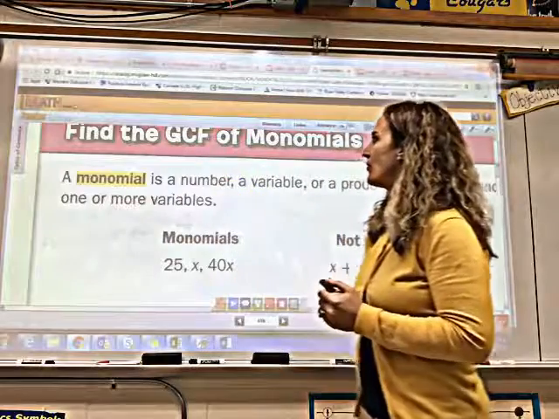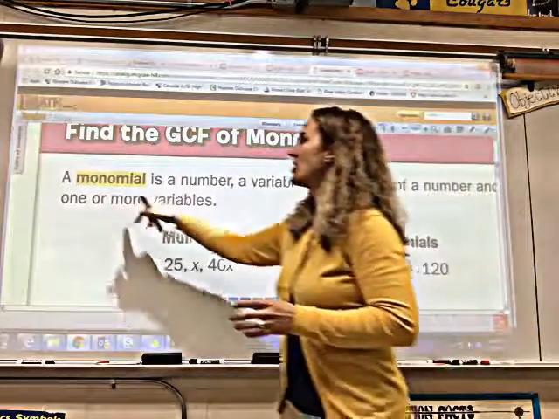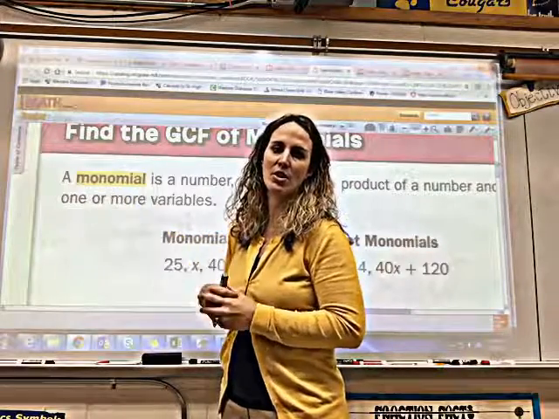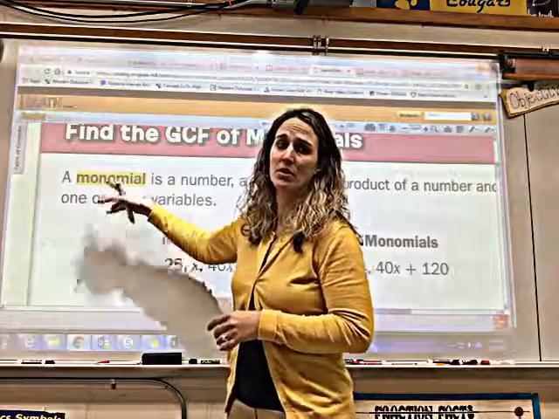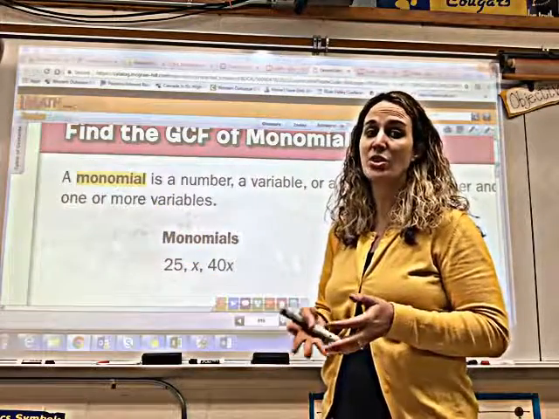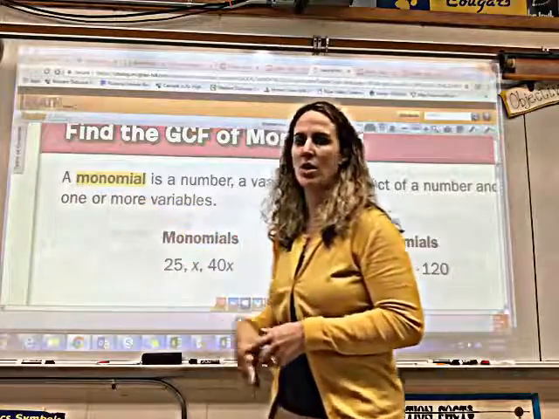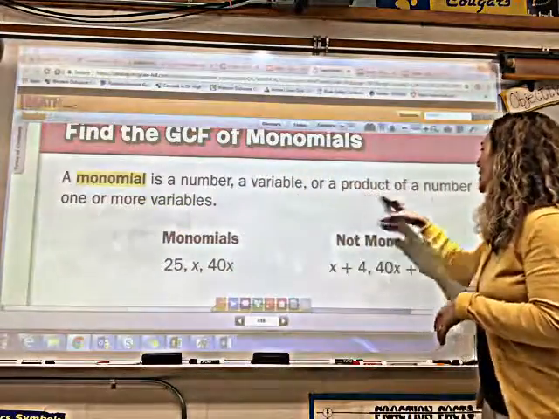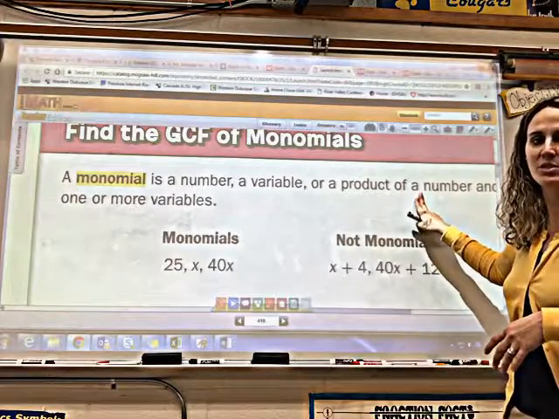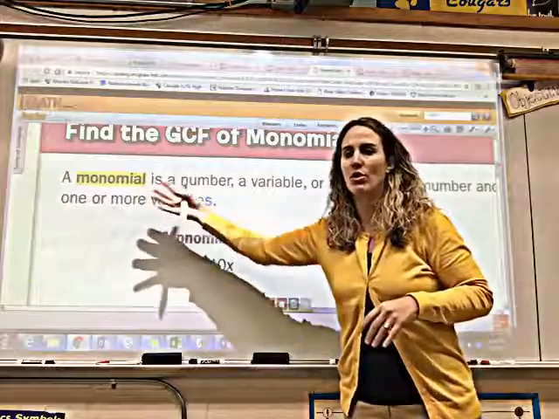Our goal, like we said before, is being able to find the greatest common factor of monomials. One of the things to remember that you're going to be writing on your vocab web is what a monomial is. This is probably a new word, okay? You may even need to say it to yourself so you know how to say it correctly, but we call it a monomial, and that can be a number, it could be a variable, or it could be the product. Remember, product means multiplication, so it could be the product of a number and one or more variables.